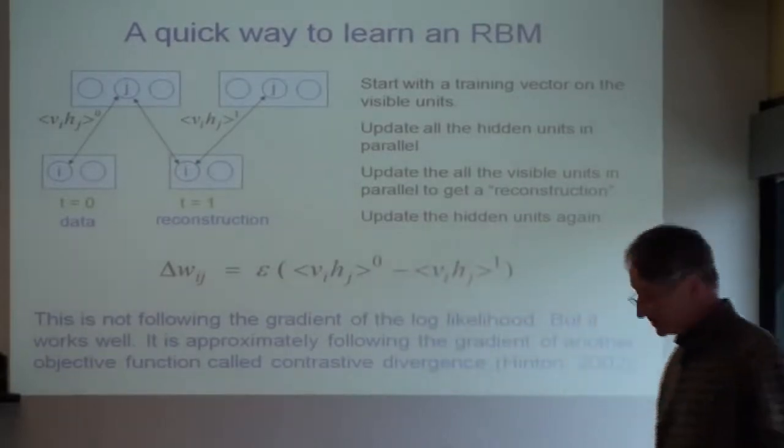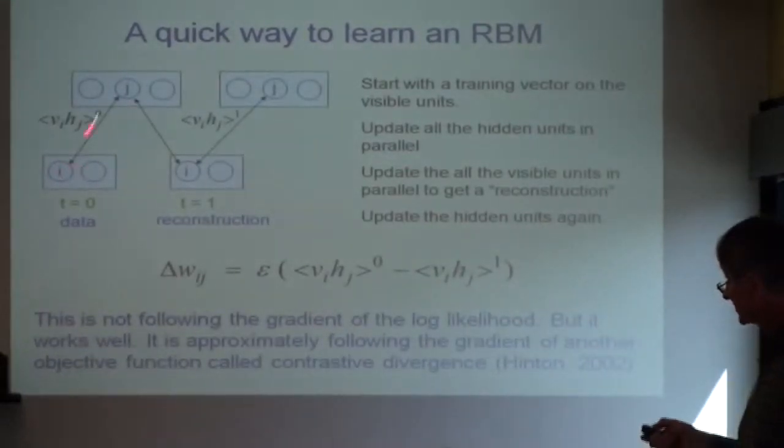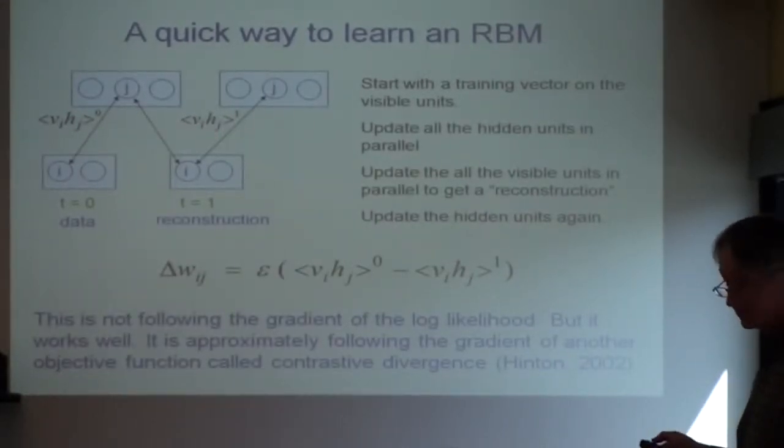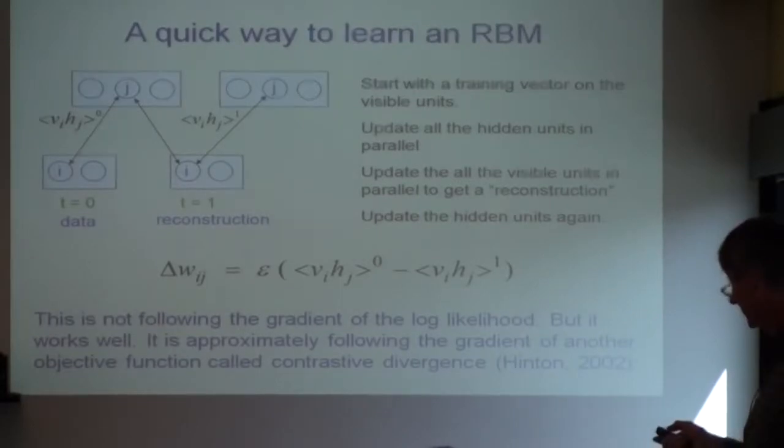It turns out you can get a much quicker learning algorithm, where you just go up and down and up again, and you take this difference of correlations. Justifying that is hard, but the main justification is it works. And it's quick.